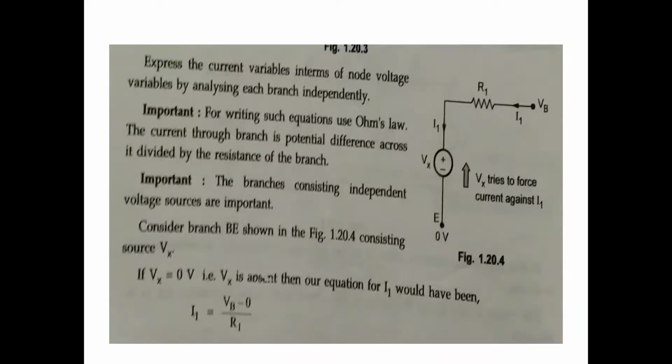Next, the important one: R1 and Vx, with 0 voltage. Here the current I1 is towards the voltage source side. I1 equals VB minus Vx divided by R1. Now Vx exists, so check the direction: Vx tries to force current out of its positive terminal, which we assume as I1. Vx opposes VB, so I1 is VB minus Vx by R1 finally.